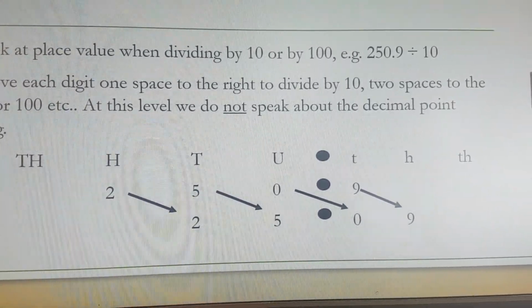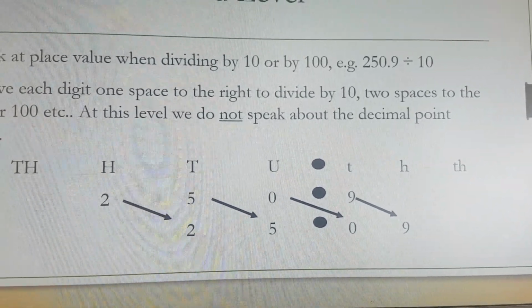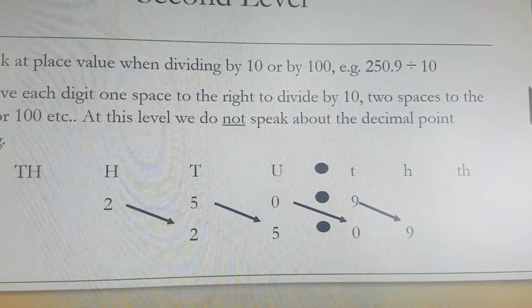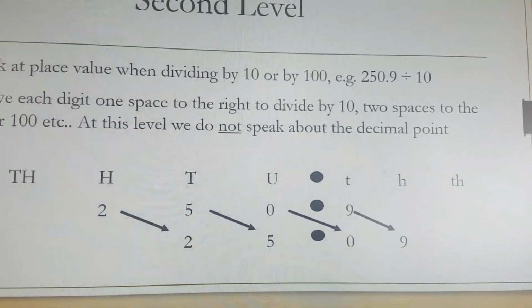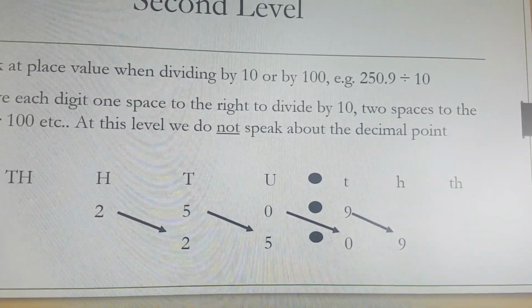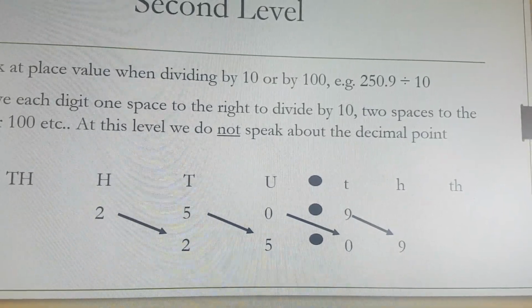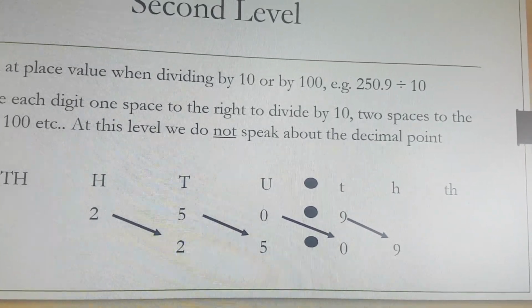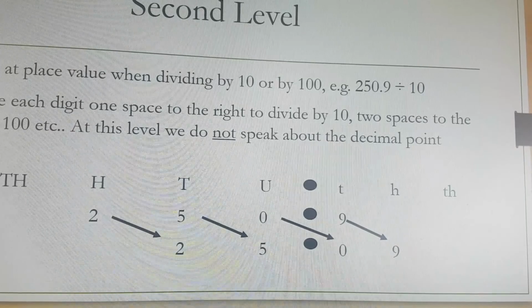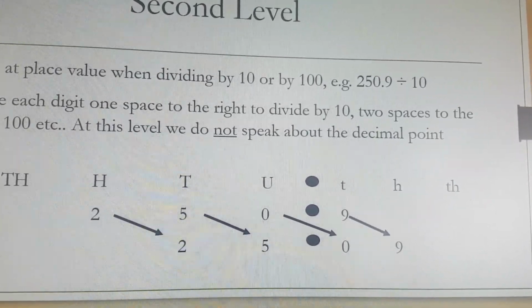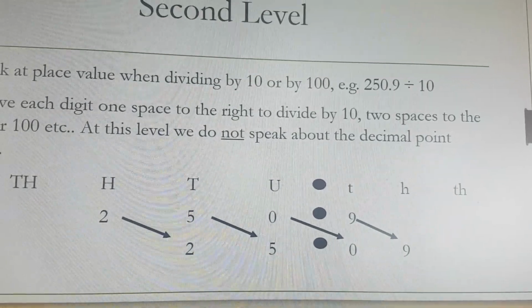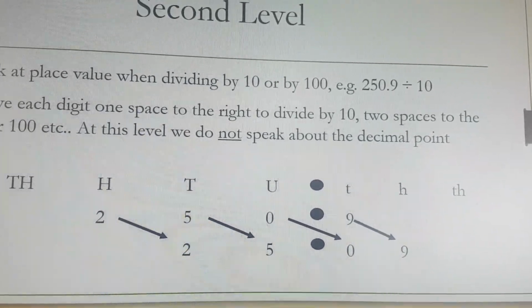When you look at 250.9 divided by 10, it is clear when you divide it by 10, you simply move all the digits one space to the right. To the right is always going smaller. So if we move the 2 from the hundreds to the tens column, the 5 from the tens to the units column, the 0 from units to tenths, and tenths to the hundredths, we now come out with 25.09. Had we moved a decimal, it would become confusing.